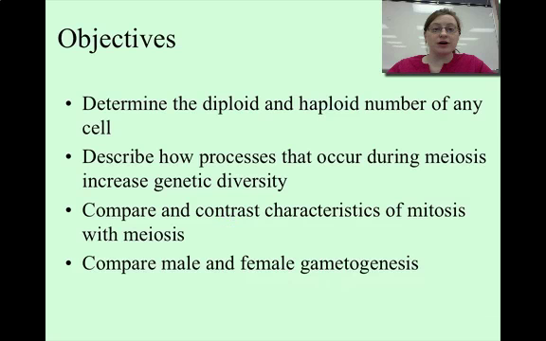So let's take a look at our objectives. Okay, here's our list of our objectives. Make sure that you are able to answer these objectives in sort of a short answer or essay format at the end of the lecture to ensure that you have comprehended the material.